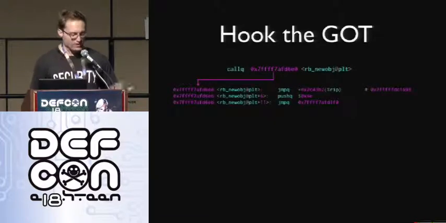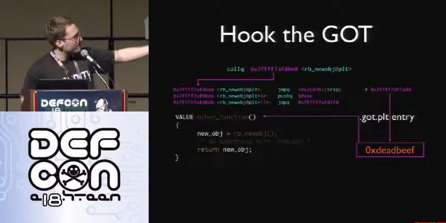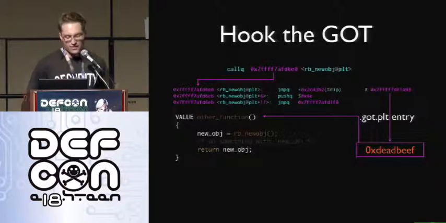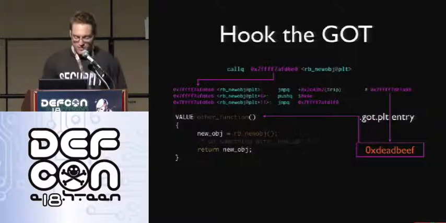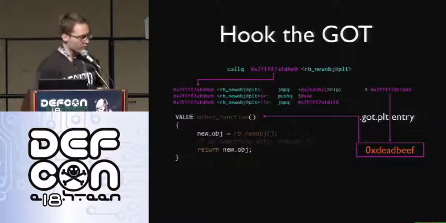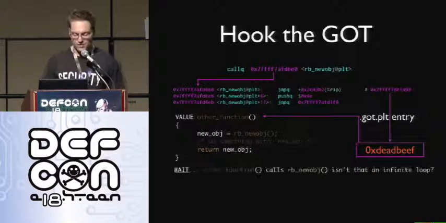So how that would work, here's an example, right? You have this thing, you're calling RB new object, the table entry is poisoned with an address of a bad function. Let's just say the address is 0xdeadbeef, and you land in this other function where you can do whatever you want. But the question that might be running through your mind now, or I hope it's running through your mind, is, hey Joe, in your handler function, you're calling the function you're trying to hook. So shouldn't that be an infinite loop?